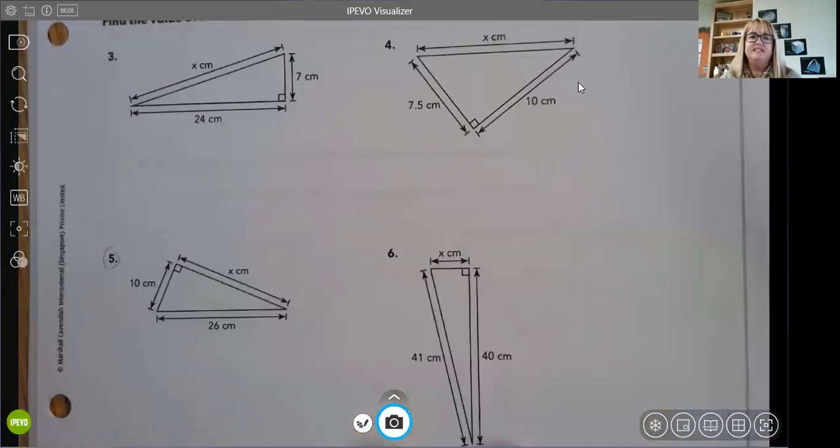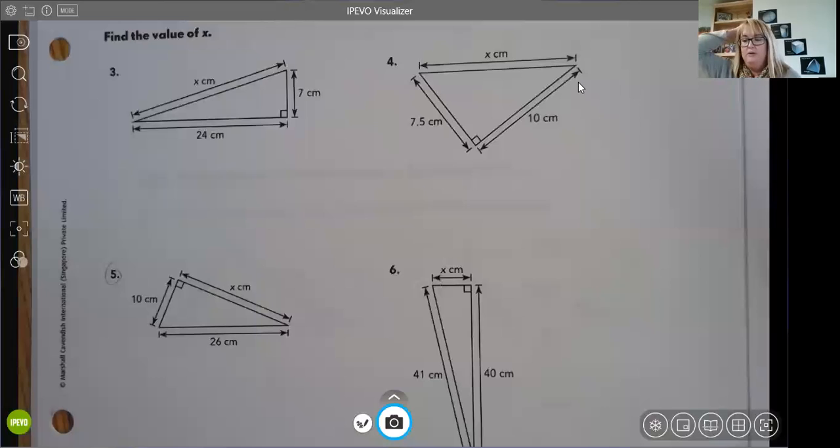So 3 through 6 asks you to find the value of x. In each of these, x is an unknown. So we will put in what we know, and then we will solve for the unknown. So I'm going to set up 3 with you and let you solve it, and then we'll do 5 together.